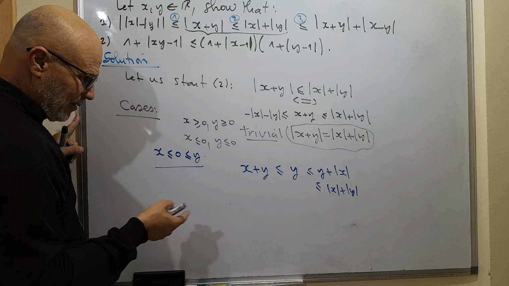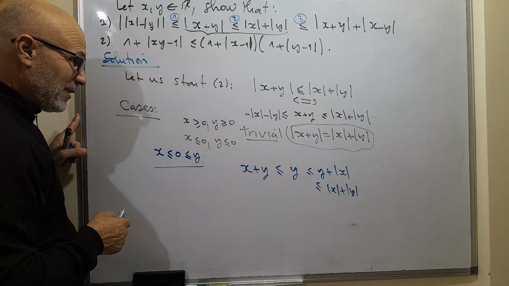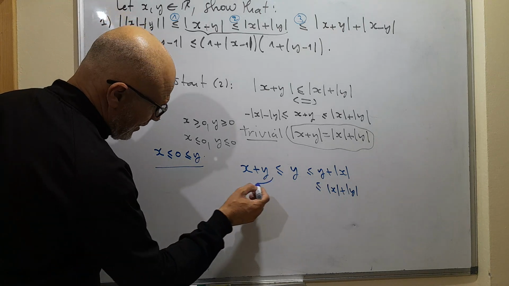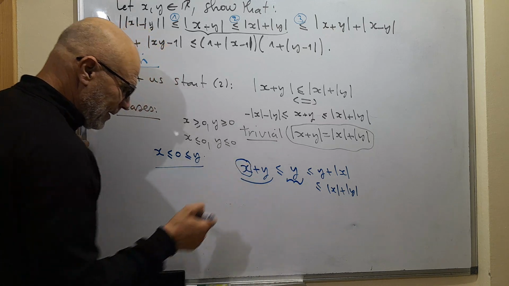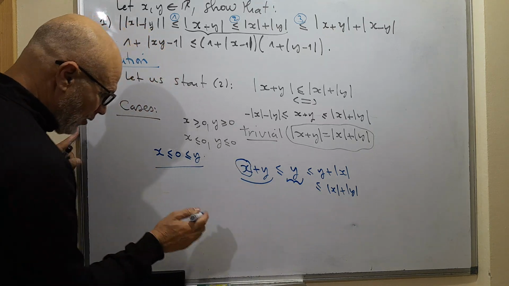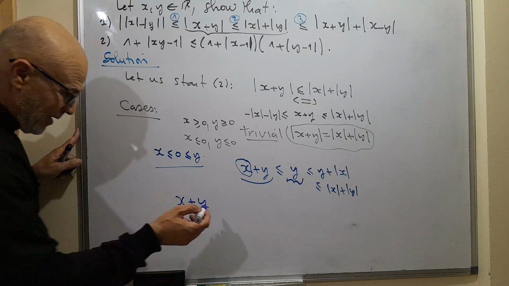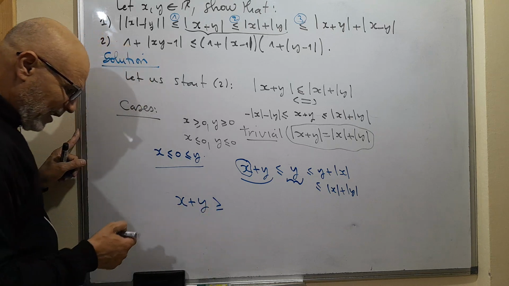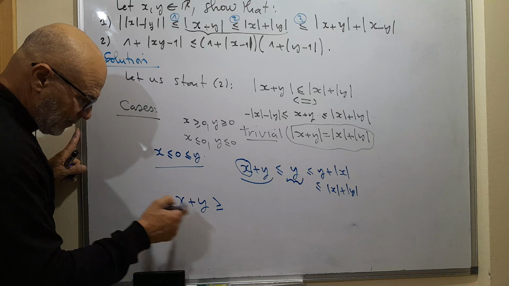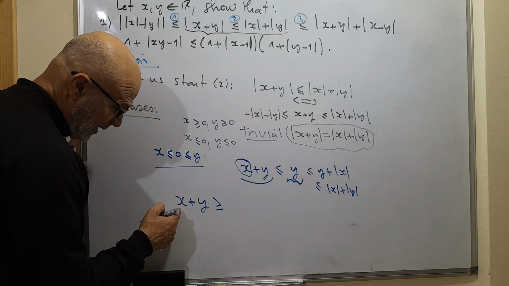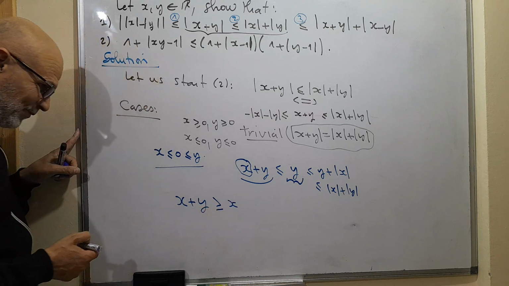In this case, we need minus the absolute value of x minus the absolute value of y. This one is positive and this one is negative. What can we write? We can write that x plus y is greater than or equal to what? This is negative and this is positive, so this is greater than or equal to x.